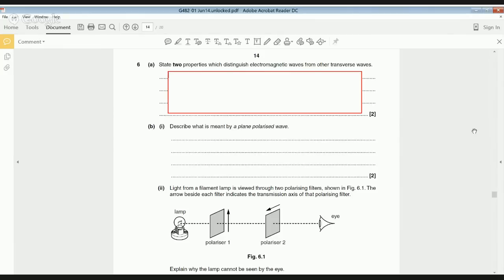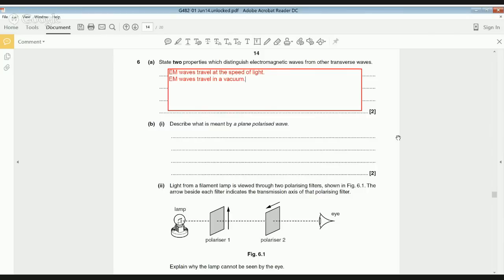Electromagnetic waves, light for example, compared to other transverse waves. So we can say that electromagnetic waves travel at the speed of light, the only thing that does, and electromagnetic waves travel in a vacuum. That will do. That will get us 2 marks.